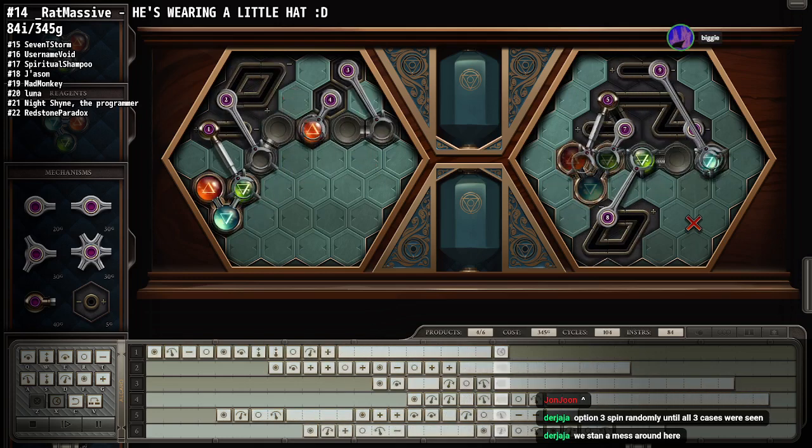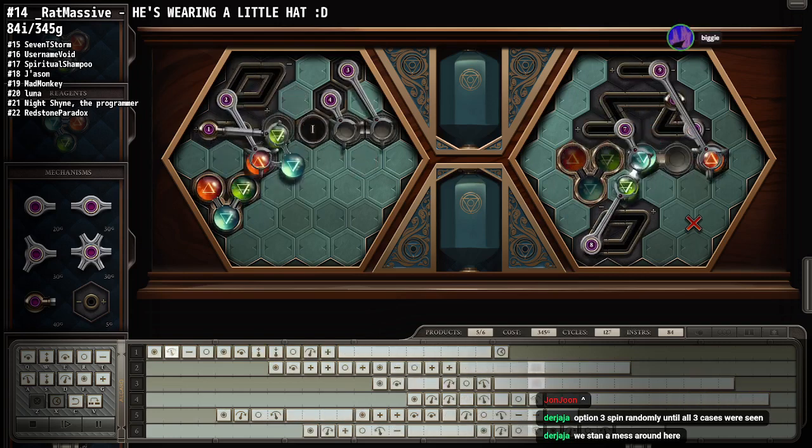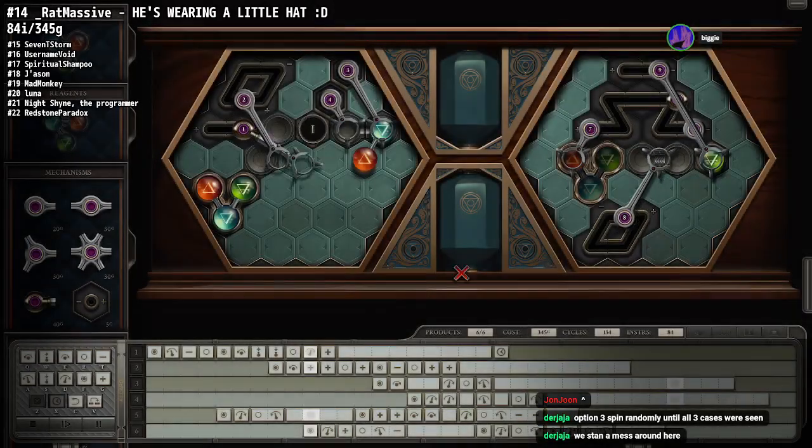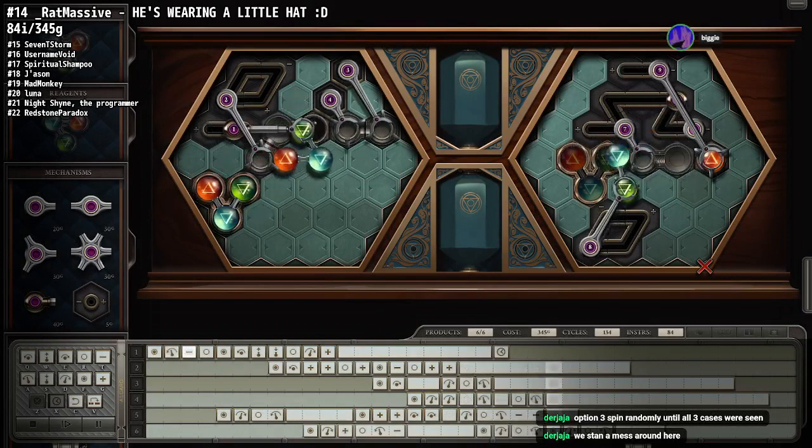So the very first drop. Oh, this is a pretty fast solution. It's 1p, but it does everything very quickly.